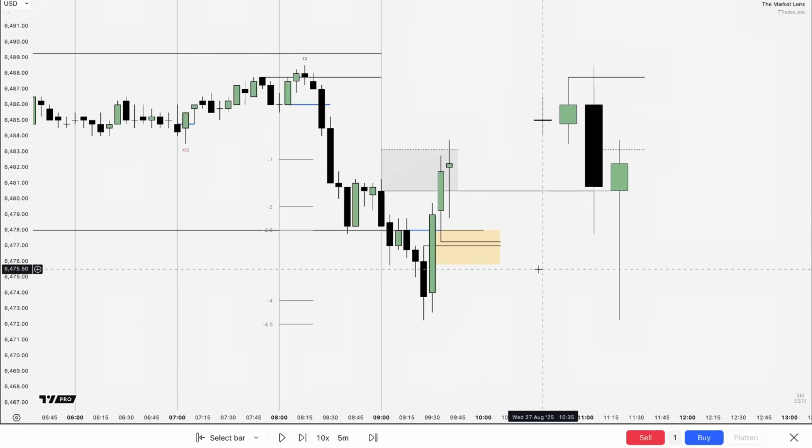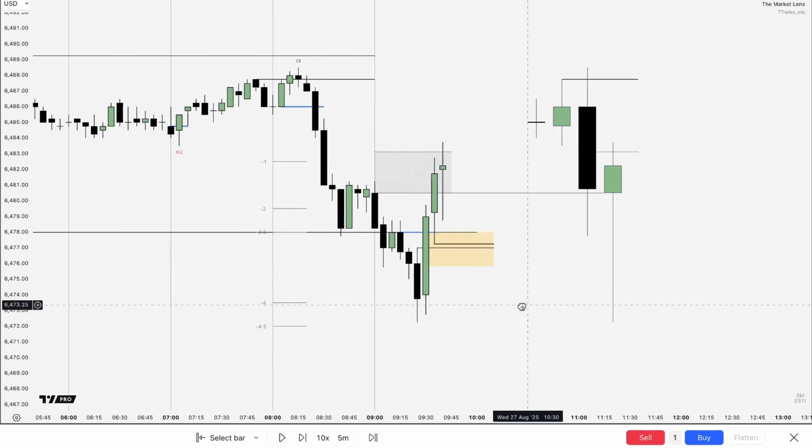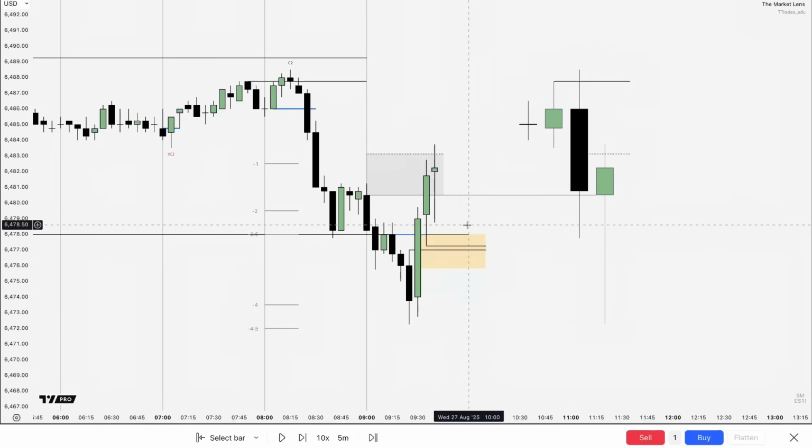Now I am trading the reversal here, and that is because I do have a lot of context and I was confident in my higher time frame bias. But generally I'm going to let this higher time frame candle close and then trade the 10 a.m. continuation.